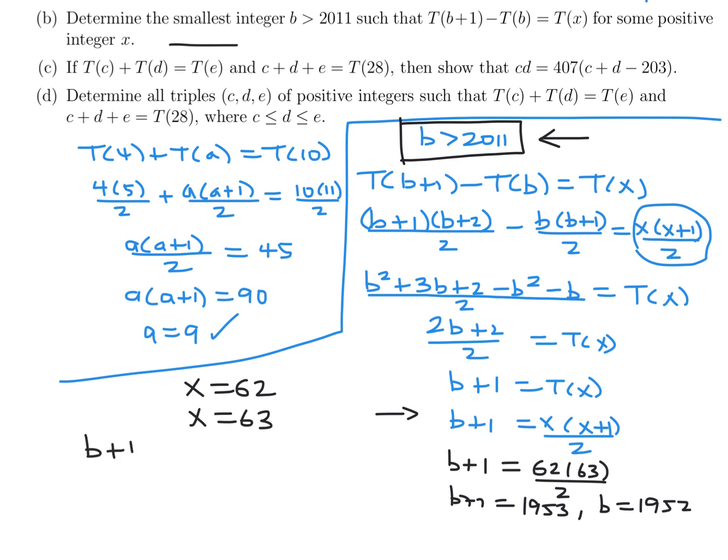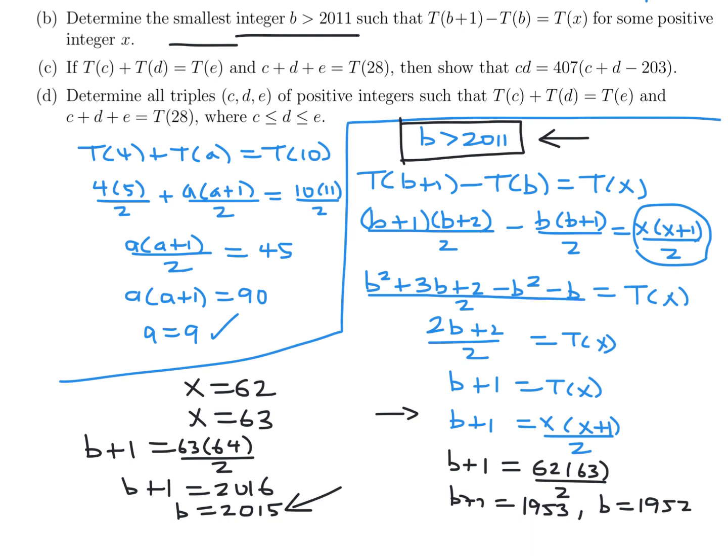That would make it b plus 1 is equal to 63 times 64 over 2. So that would mean that b plus 1 is equal to 2016. So that means b is equal to 2015. Okay, so that's the smallest. Now, of course, there's going to be other values of b, but they just want the smallest integer b that's greater than 2001. So 2015 is your answer to that one.